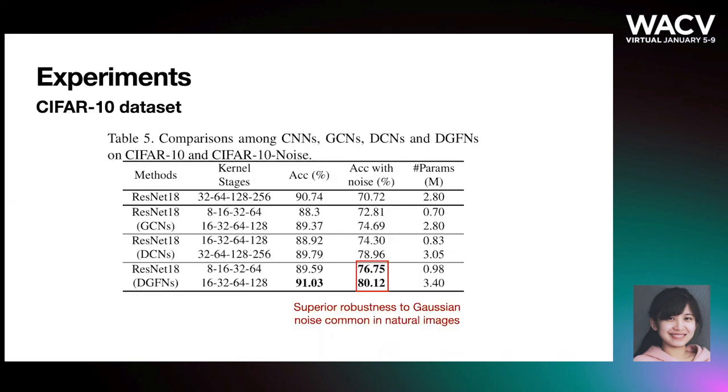Experiments on the CIFAR-10 dataset. We generate a noisy version of the test set for CIFAR-10 called CIFAR-10 noise by randomly adding Gaussian noise. We compare CNN, GCN, DCN and DGFN of similar sizes. Results show that the proposed DGFN outperforms the baselines on CIFAR-10 noise, demonstrating its superior robustness to random Gaussian noise.